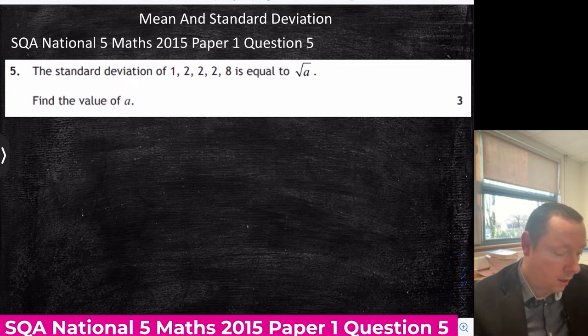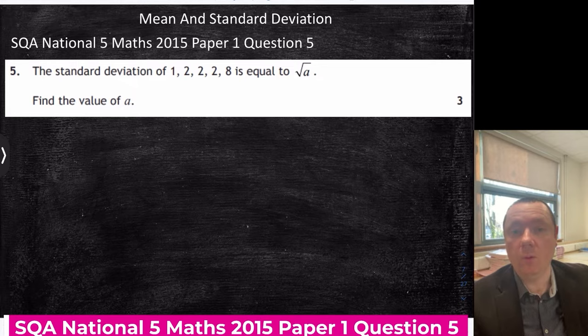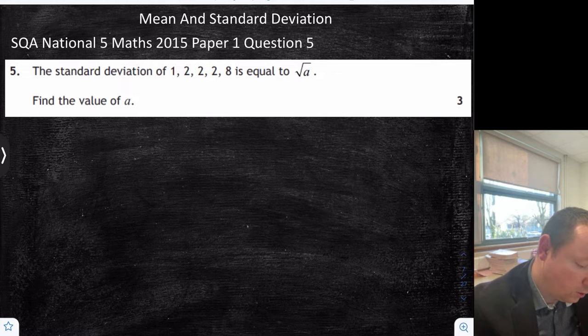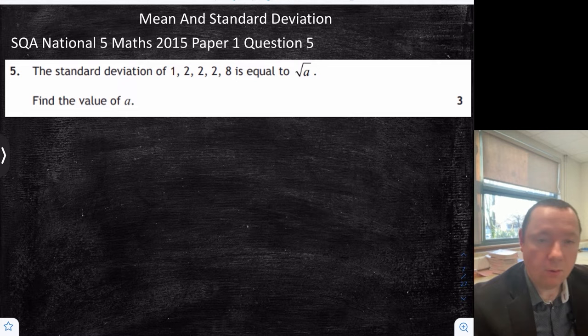Standard deviation question. This time it was a non-calculator question for a change. Not often this happens, but it was a 2015 Paper 1 Question 5 National 5 Maths exam. The standard deviation of 1, 2, 2, 2, 8 is equal to root A. Calculate the value of A. Well, we just need to work out the standard deviation and ignore the rest of the question. So, start with part 1: I'm going to work out my mean.